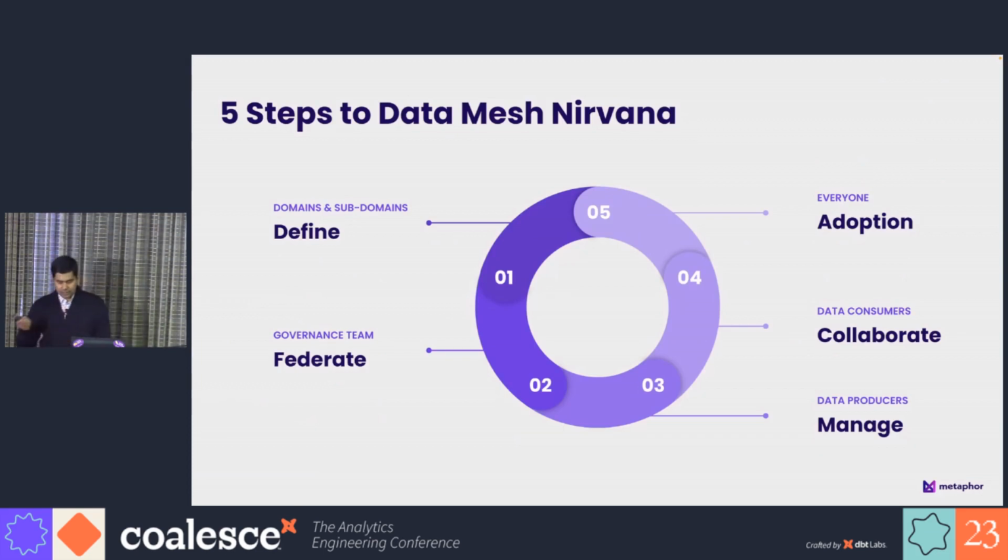So these are the 5 steps which I will dig into much deeper. The first one is how do you define the domains and subdomains? How do you federate, as a governance team, the responsibilities across the organization, across the domains? And as producers of these data products in these domains, how do you manage them effectively? And from a consumer perspective, how do you understand this? How do you leverage these data products, and how do you collaborate with other members of this organization?